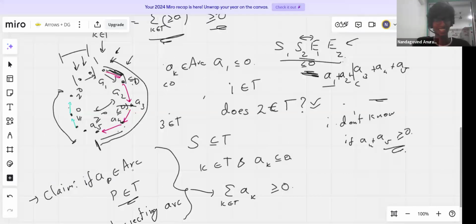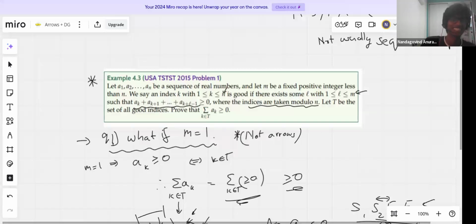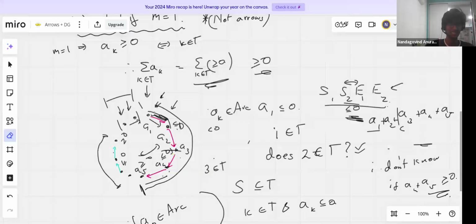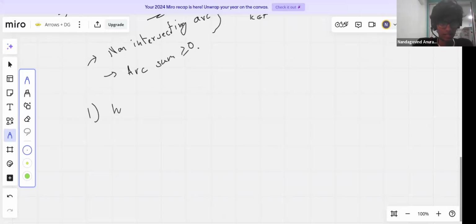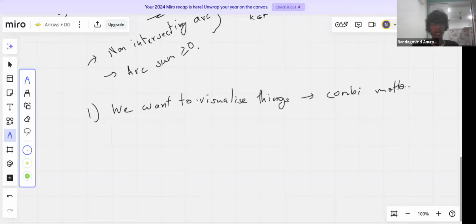Yes. So this is a TSTST question, because this is hard to motivate. But here's the rough idea. The motivation behind arrows, which I'll illustrate through this example here, is that we want to visualize things. This is a very combi motto. When I think combi, I just want to visualize the thing so that I understand what's happening, and then I just want to be done with it.